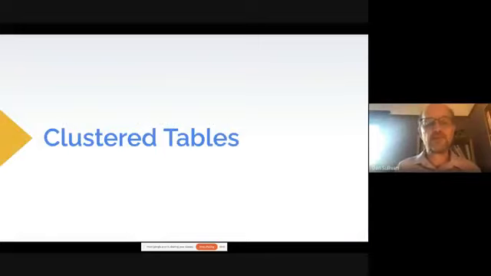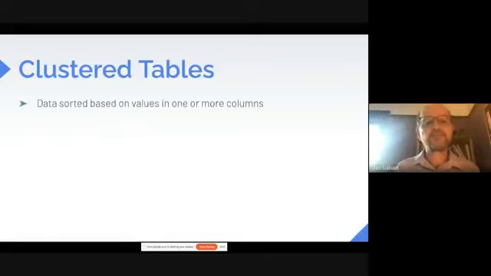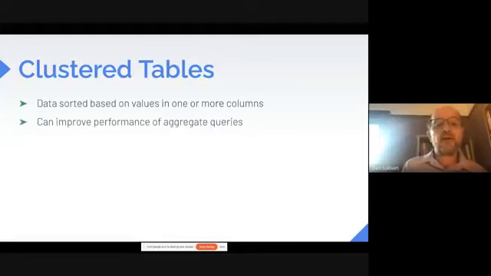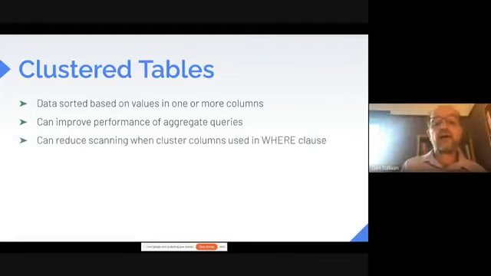Now, I mentioned clustered tables earlier, and in a clustered table, the data is sorted based on values in one or more columns. And this can improve performance, like with aggregate queries. So if you know the sub-range where you want to, say, do a sum across some range and it's already clustered, it's pretty easy to find that. And it can also reduce the scanning when the cluster column is used in a where clause.